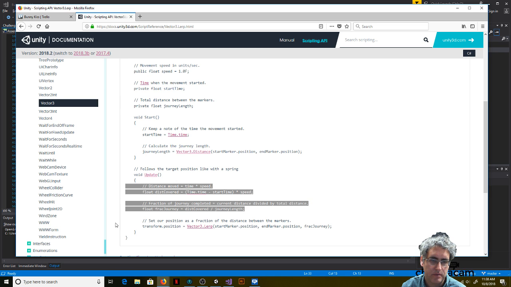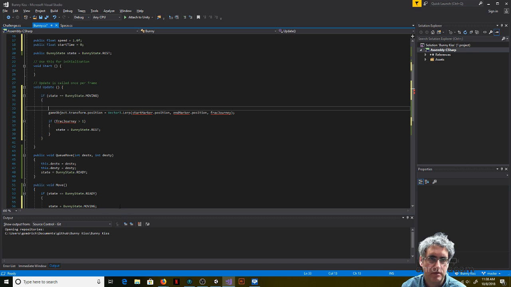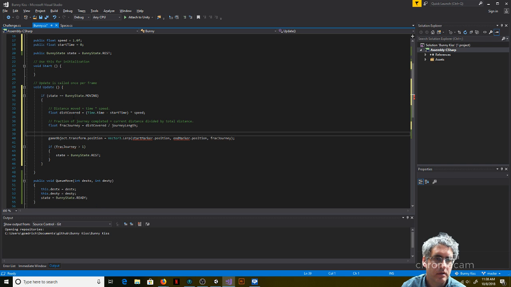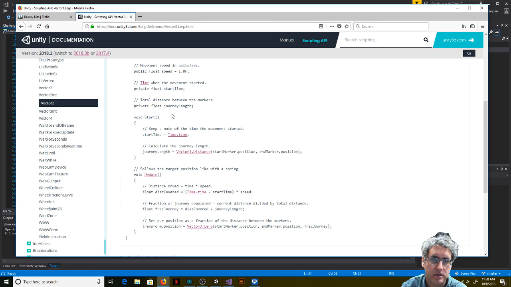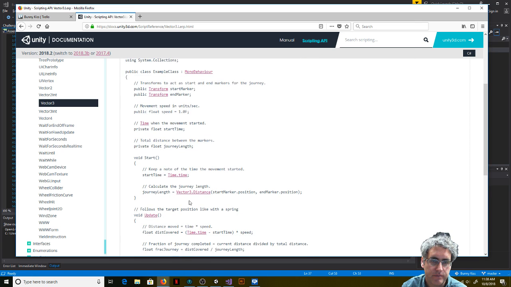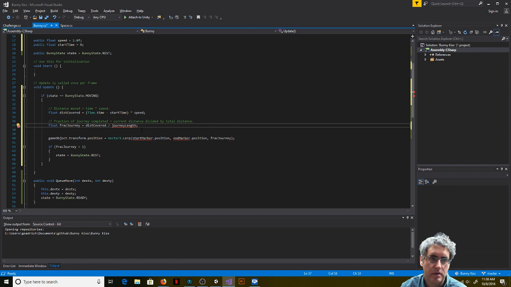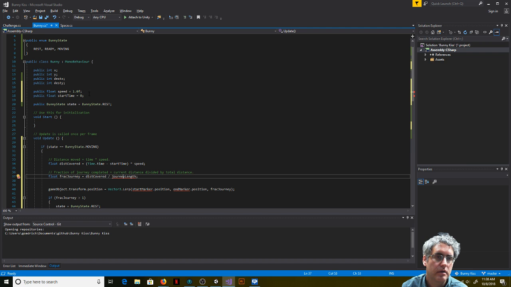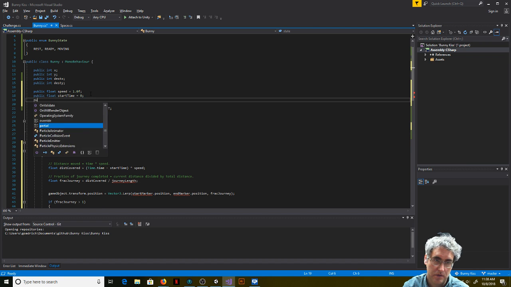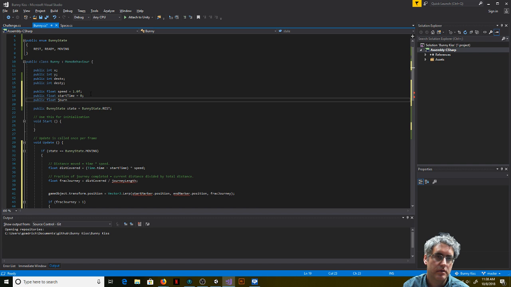I don't know if I need these. We're just going to do some copy and pasting right now. Now minus start time times speed. What is journey length? How did you get journey length? Calculate the distance. Interesting. We could try that, because then faster things need to move faster. Public float journey length.